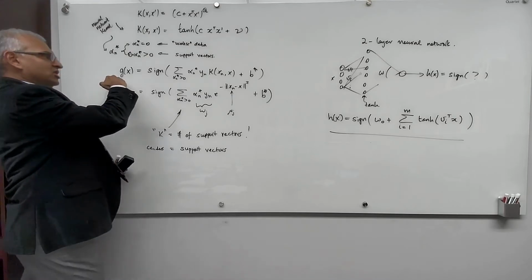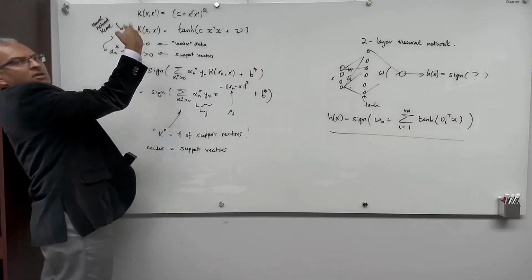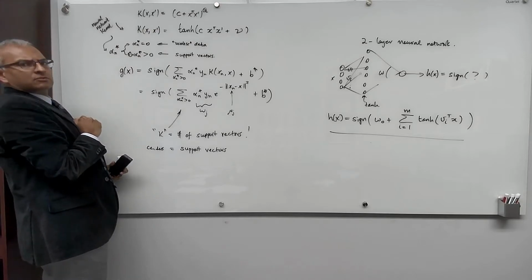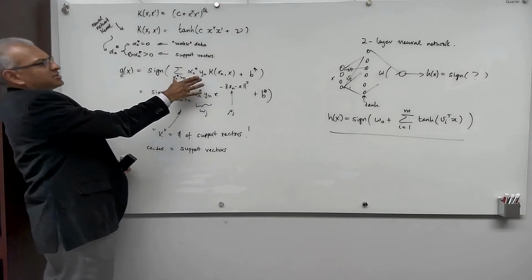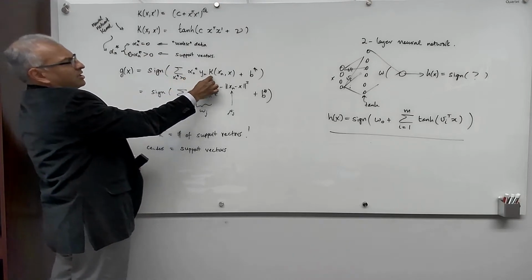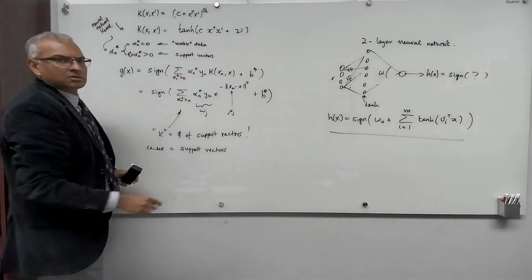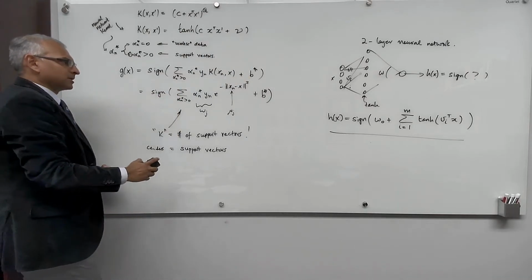Okay, so let's see what that final hypothesis looks like. In general, it's the same. It's the expansion over the support vectors. When you solve the dual quadratic program, you get the alpha n star. It's the sign of the expansion over the support vectors of the similarity between your support vector and your test point, plus the optimal b star, the bias.